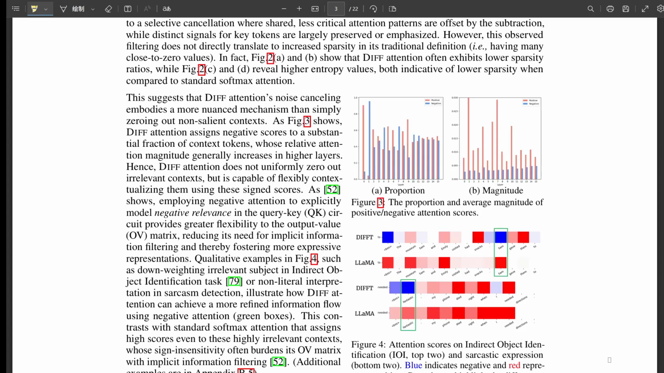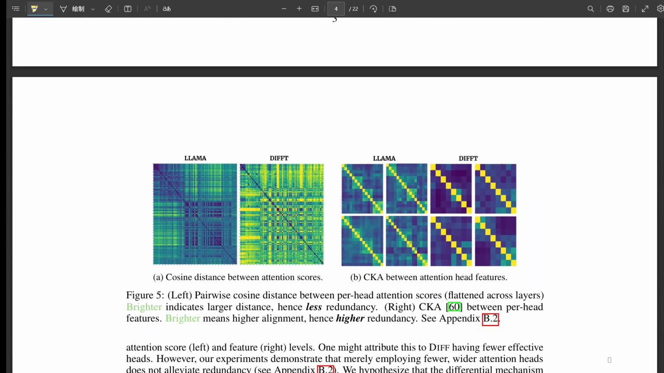And the analysis in these sources shows that differential attention significantly reduces this kind of redundancy. Figure 5 illustrates this. It shows a higher cosine distance between the attention scores from different heads. Higher cosine distance means they're pointing in more different directions, learning different things. Precisely. The patterns learned by different heads are more distinct. They also show lower centered kernel alignment, or CKA, between the feature representations coming out of the different heads. Okay, CKA. Lower CKA means what in simple terms?